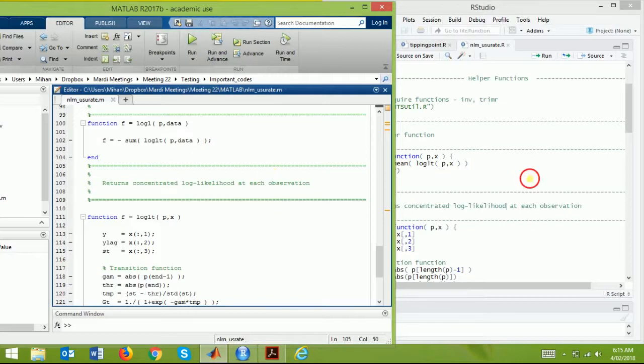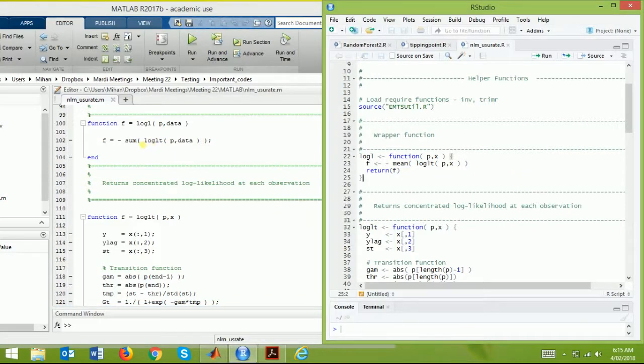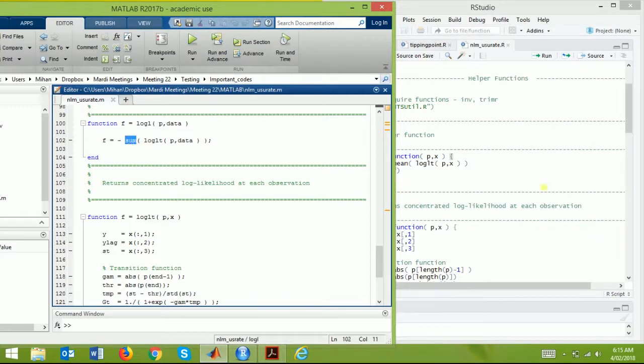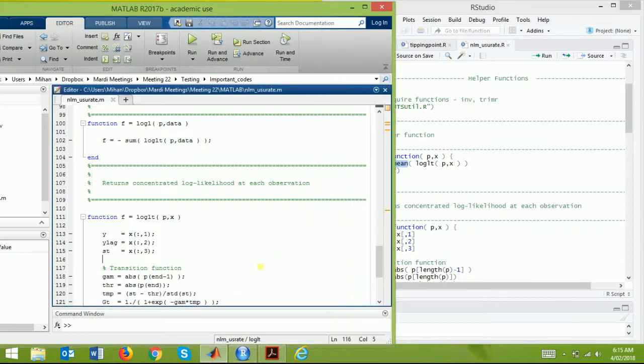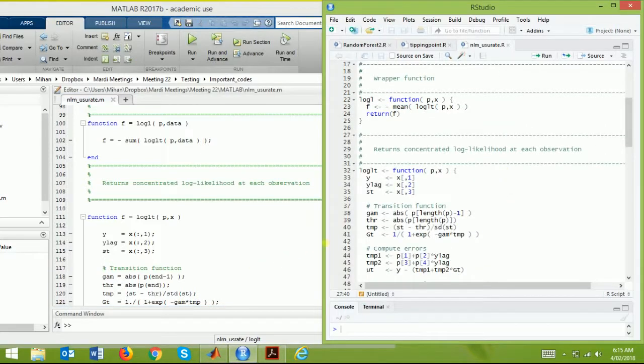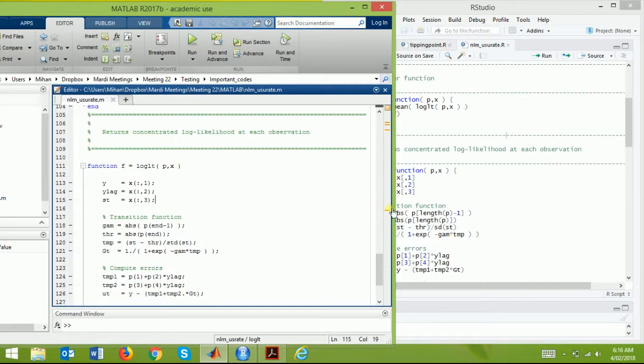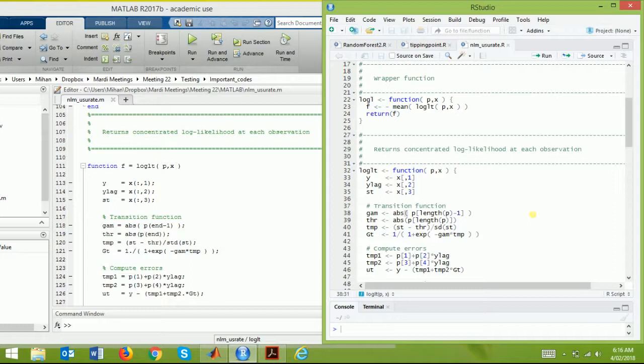There might be a problem. This might be a mistake. I'm really sorry. This is not sum, because when I'm looking into the R function, this is the regular log likelihood function. That's why I was confused. This is mean. This is not sum. Just as before that we did, there's no change. We just have to find the concentrated log likelihood function at each observation. That's all. And because we are not doing any hypothesis testing, the unconcentrated one is not required.